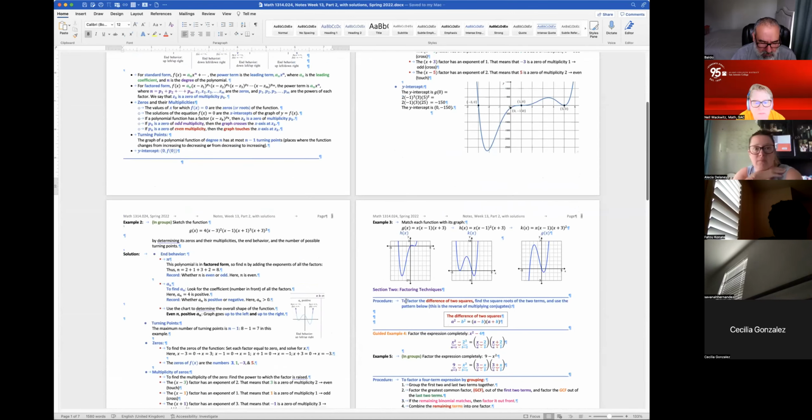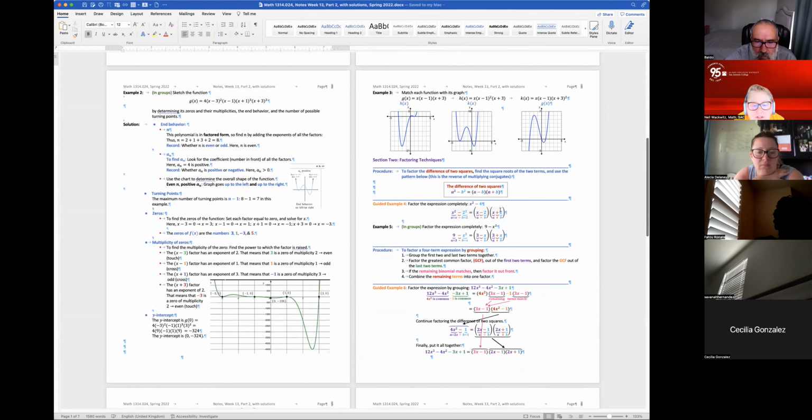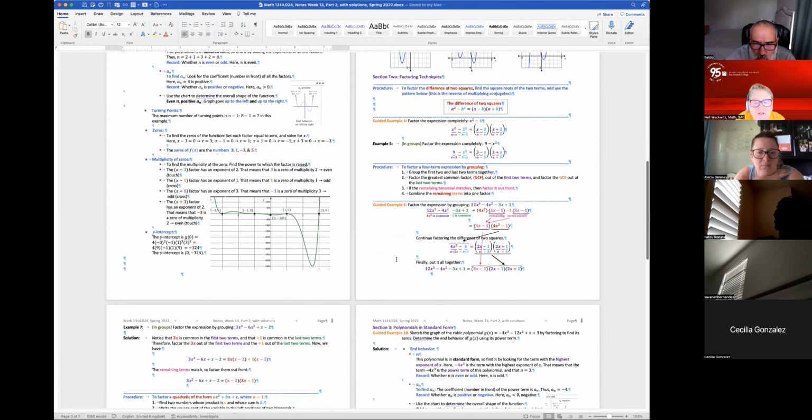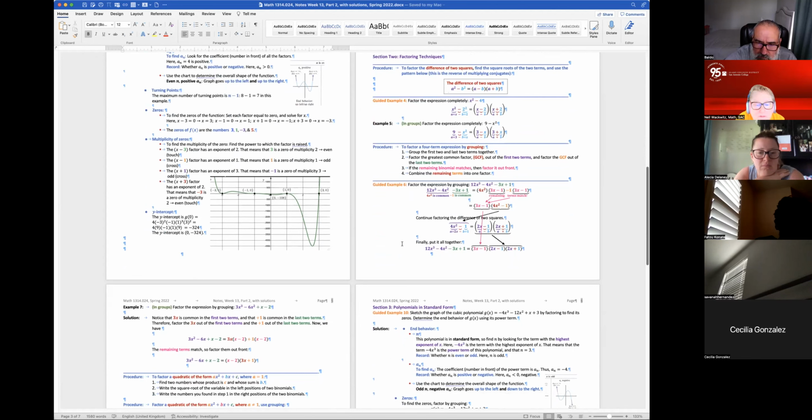Yeah. So here's the factoring on page 4. I tried to put a lot of color coding in how you go about finding A and B for the difference of two squares, and especially this factoring by grouping, looking at the first two terms, the last two terms, making sure it matches. I just tried to do very descriptive notes here.